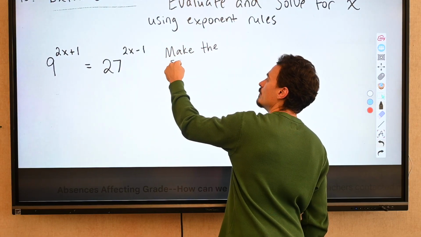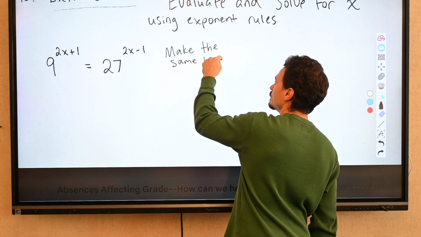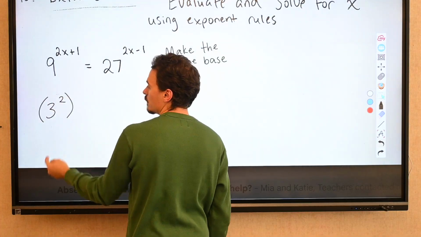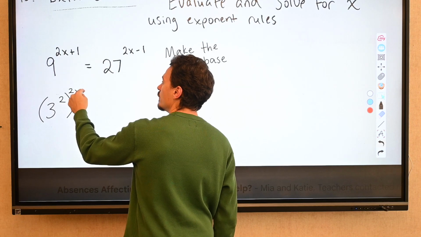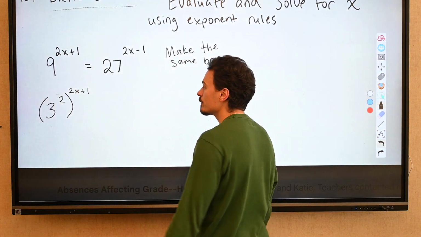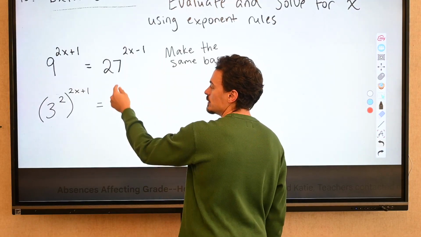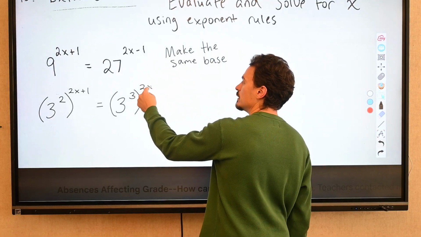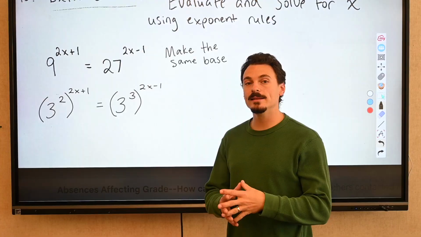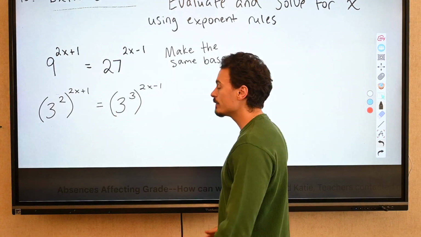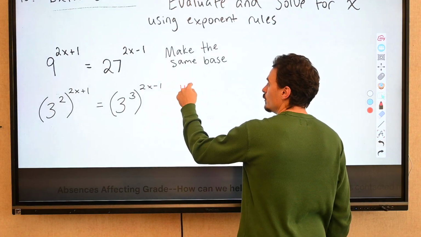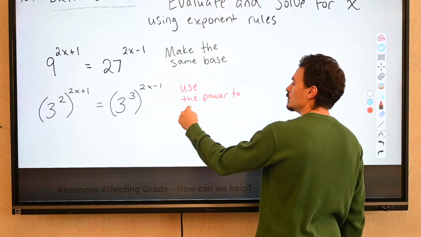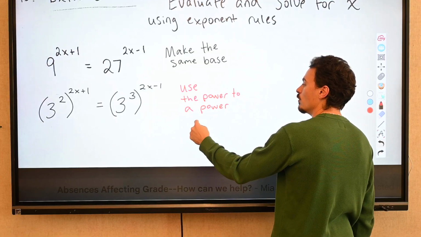We're going to make the same base. So here I want to do 3 to the power of 2, and that's to the power of 2x plus 1. Then that's going to equal 27, which is 3 to the power of 3, to the 2x minus 1. So what did I just do? I made the same base of 3. After that, I'm going to use the power to a power rule.